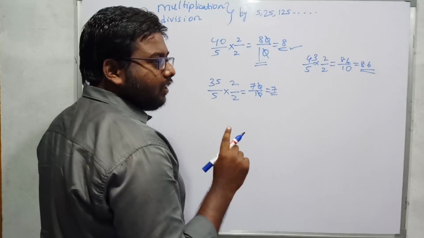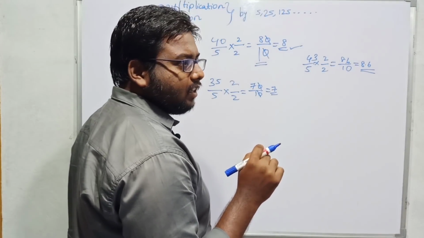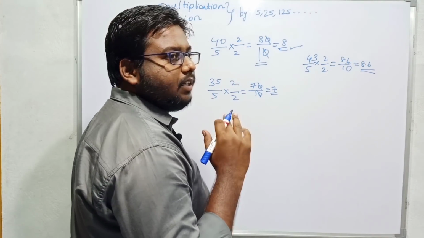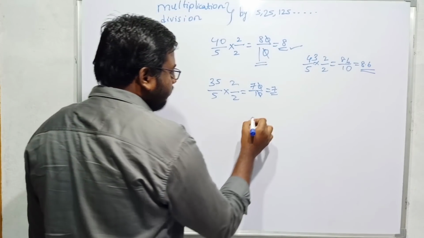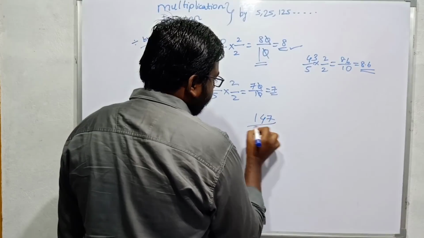So I can give a clarity that division by 5 is nothing but multiplication with 2, and multiplication by 5 is nothing but division with 2. So let us calculate some values. For example, 147 by 5.